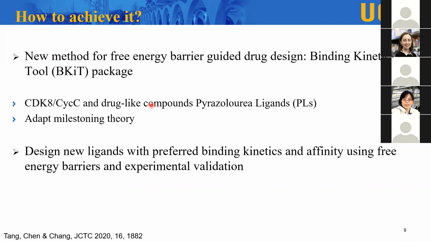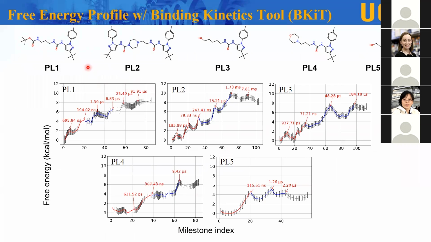So how do we achieve it? Here I'm introducing a new method that we call the binding kinetics tool package, and we use this model system. Here we adopt milestoning theory to get the free energy profile and also the approximate residence time. This is the result we can get using the adapted milestoning theory. On the x-axis we put the milestone index, but you can imagine that this is basically the unbinding path or coordinate, or the unbinding pathway, whichever you want to call it. And then this is our free energy profile.